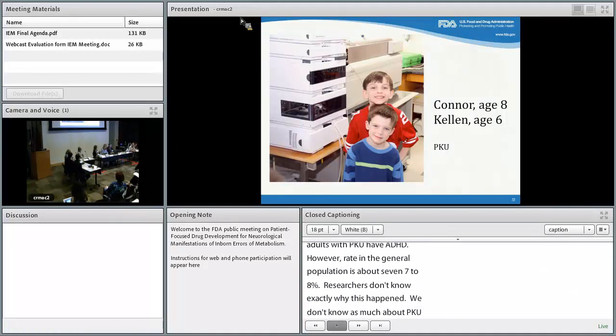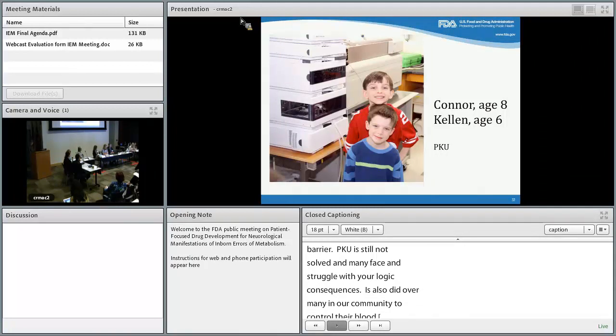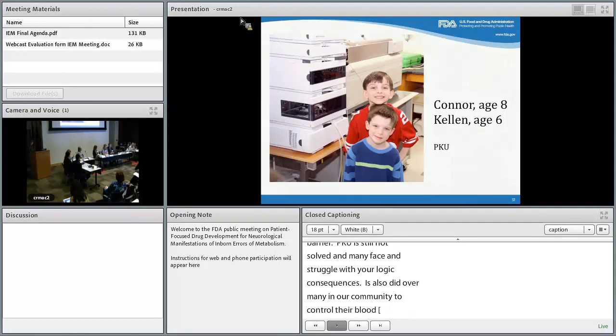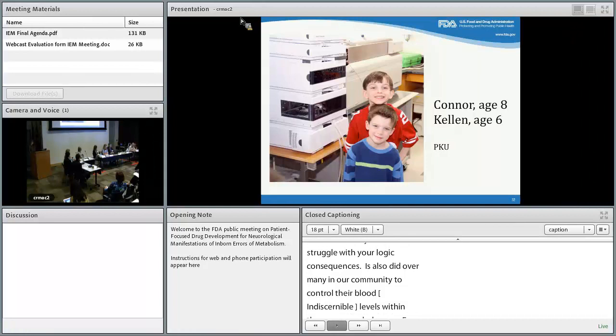We don't know as much about PKU as we thought we did even 10 years ago. We just don't understand what happens when that excess phenylalanine crosses that blood-brain barrier. PKU is still not solved, and many face and struggle with neurologic consequences. It's also difficult for many in our community to control their blood Phe levels within the recommended range of 2 to 6 milligrams per deciliter.